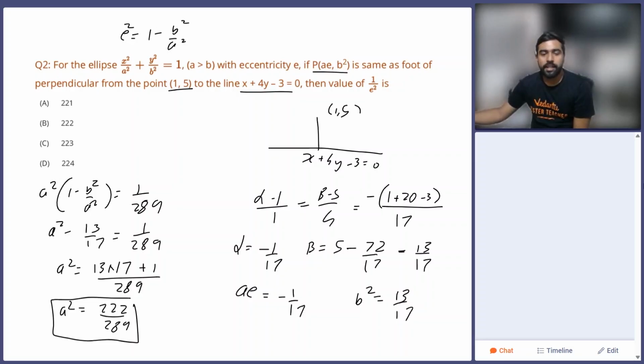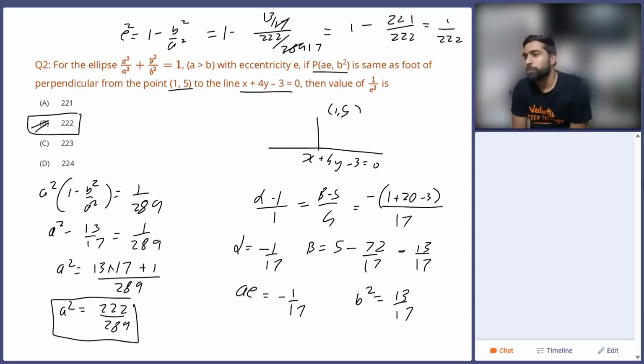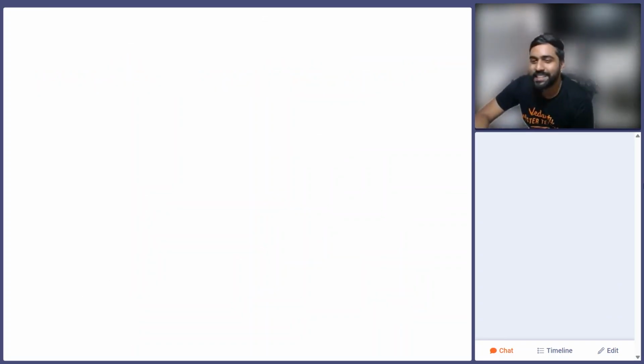So we have got our A squared and our B squared over here. Now the question is, what is the value of eccentricity that you have to find out. So eccentricity squared is simply 1 minus B squared, that is 13/17, divided by 222/289. Cancel one of the 17s over here. This will be equal to 1 minus 17 into 13, that's 221, divided by 222. That's 222 minus 221, 1/222. That's your E squared. What is 1/E squared? That will be simply 222. Option B will be the answer for this question. Okay, everyone? So option B, 222 will be the answer over here.